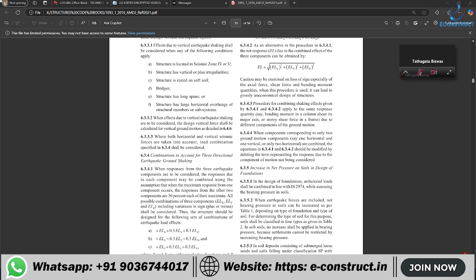6.3.4.4. When components corresponding to only two ground motion components, say one horizontal and one vertical, or only two horizontal, are combined, the equations in 6.3.4.1 and 6.3.4.2 should be modified by deleting the term representing the response due to the component of motion not being considered.